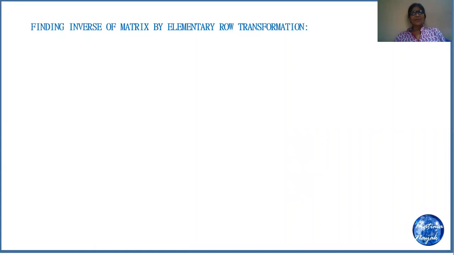Inverse of a matrix by elementary row transformation means you have to change the rows and do some operations to get the inverse of a matrix. We'll start today with 2 by 2. In the next video, we'll go for 3 by 3. So let us take an example.